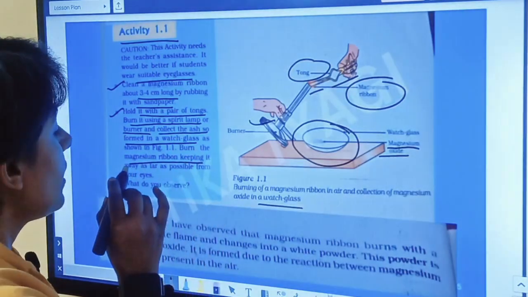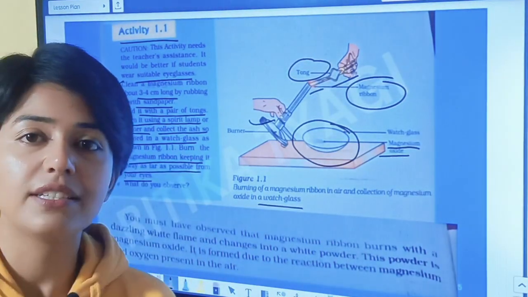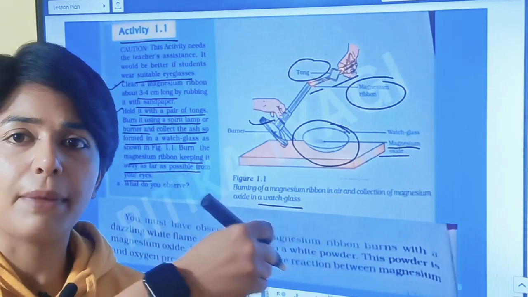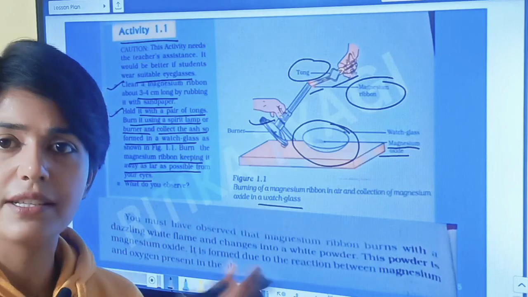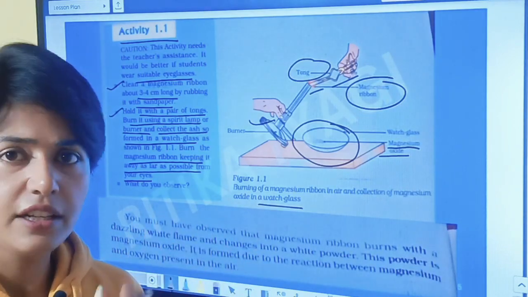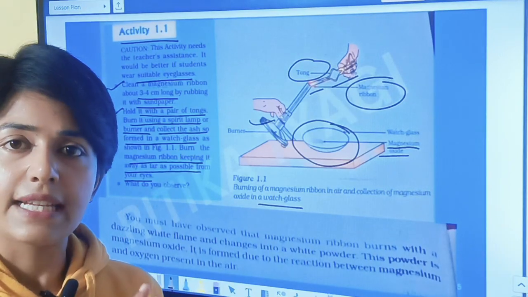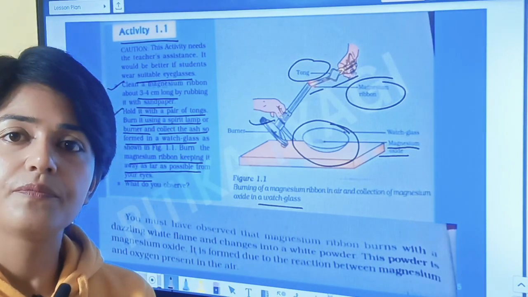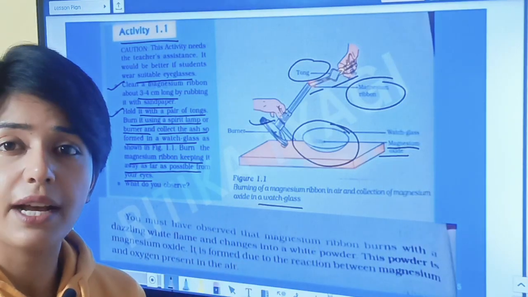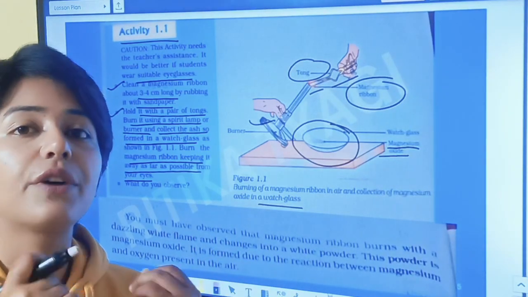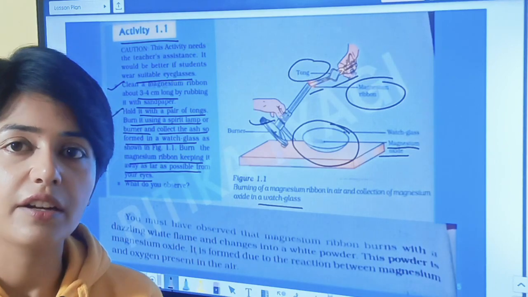Burn the magnesium ribbon, keeping it away as far as possible from your eyes. During burning of magnesium ribbon, we have to keep it away from the eyes as far as possible. Means magnesium ribbon को जितना दूर हो सके आंखों से दूर रखना है. First, the presence of teachers is necessary. Second, wearing eyeglasses is necessary to protect the eyes. And third, we have to keep the magnesium ribbon away from us as far as possible. जितना दूर हो सके magnesium ribbon को अपने से दूर रख के चलाना है.